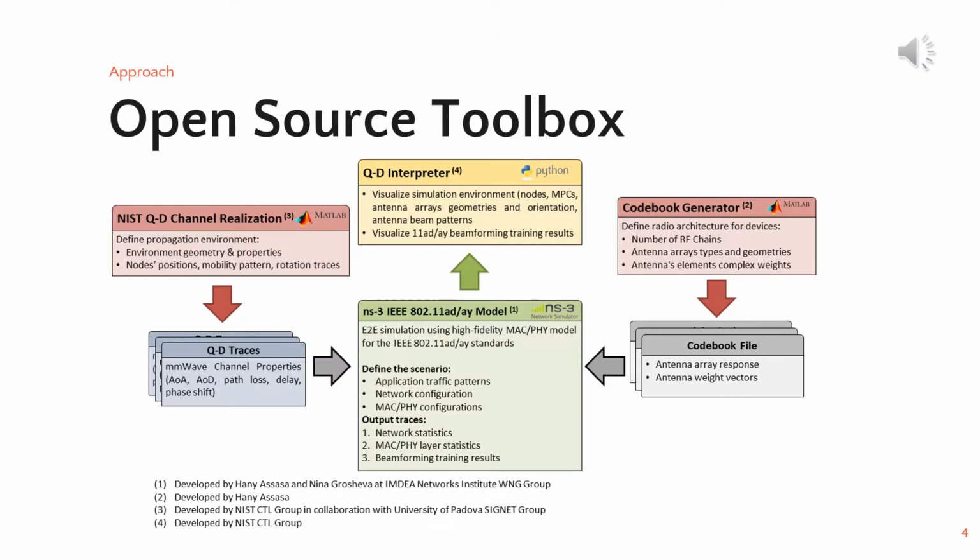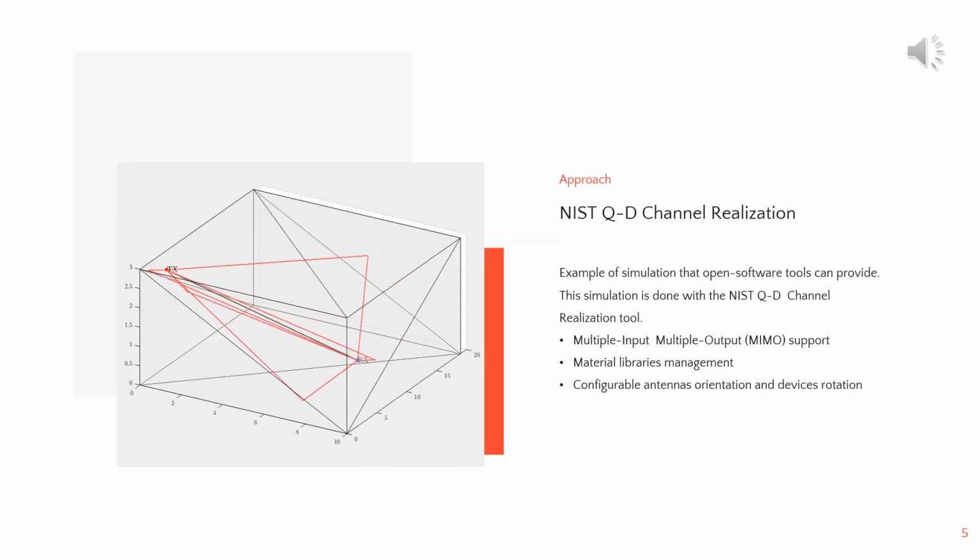For the WiGig Toolbox approach, we explored the four main tools that the toolbox offers and decided to mainly focus on the QD channel realization, which includes a MATLAB application and allows us to configure properties to run different scenarios. Here we have a simple example of what the channel realization provides, and it contains features such as MIMO support, libraries management, which allows us to define what materials are used inside the simulated room, and also allows us to configure antenna positions and orientations.